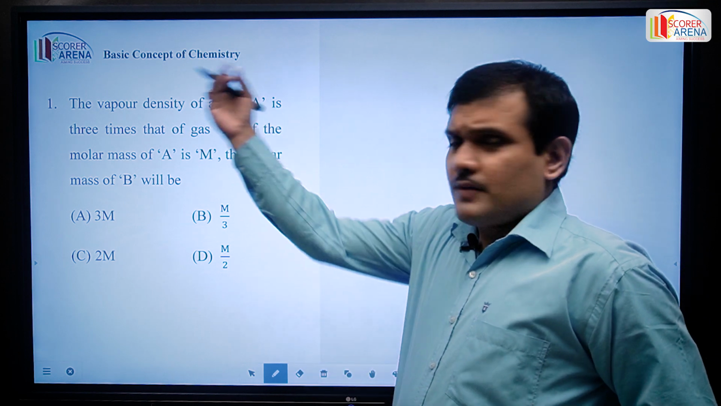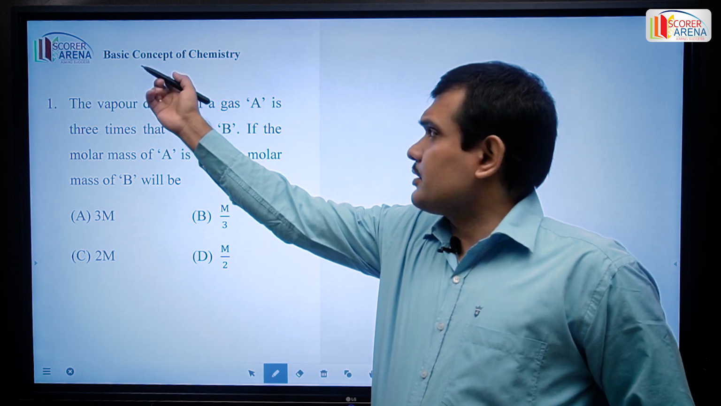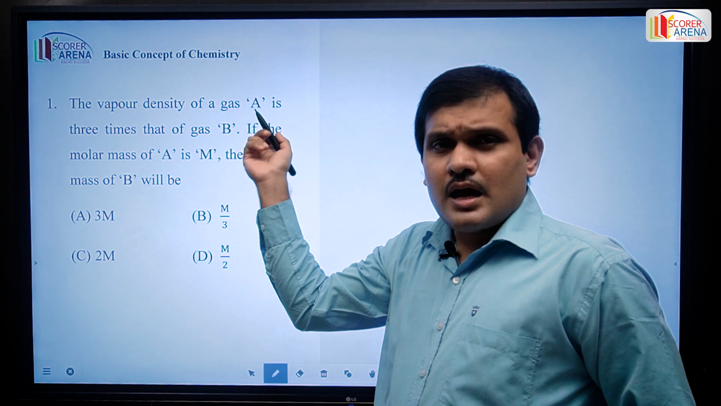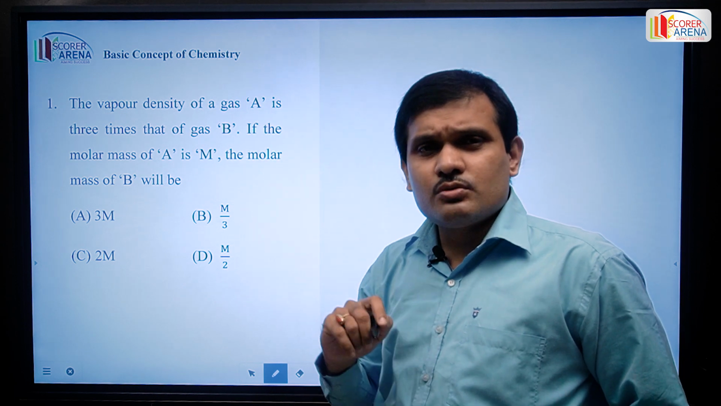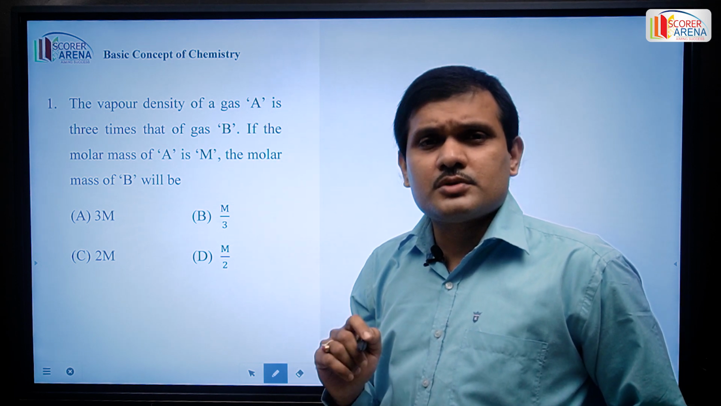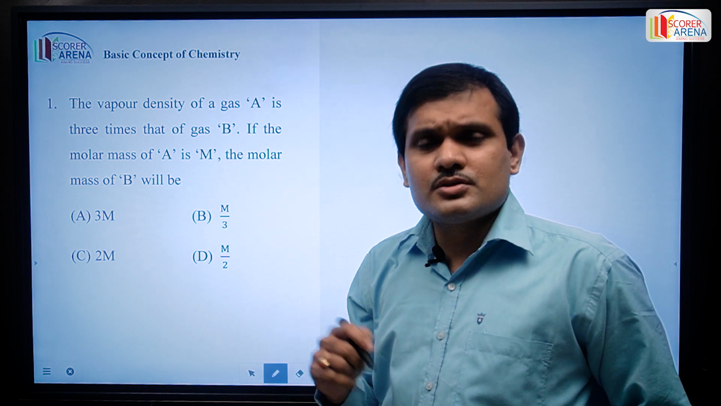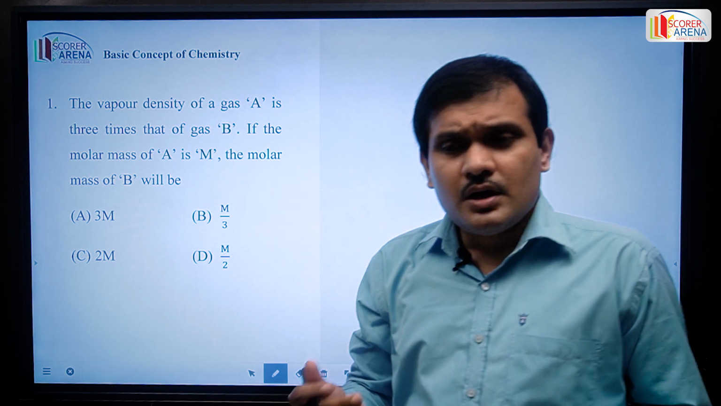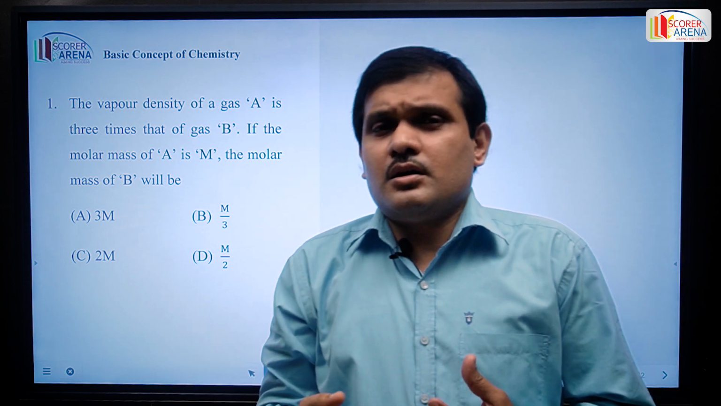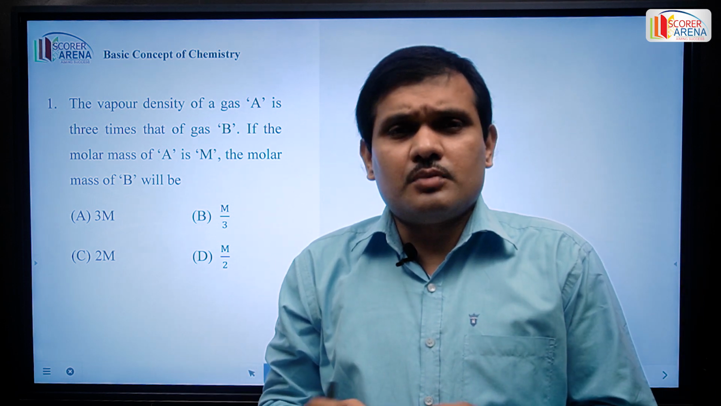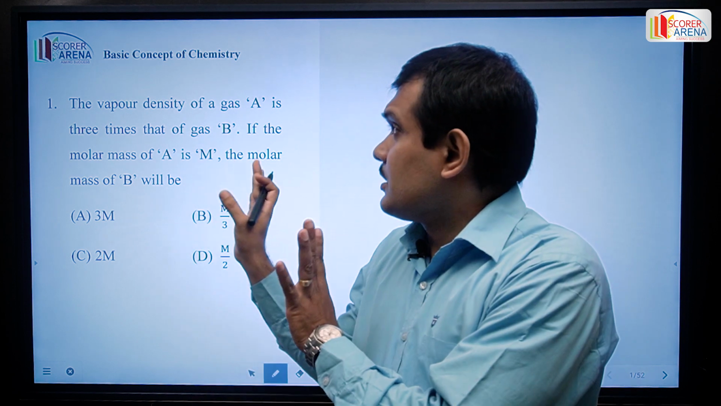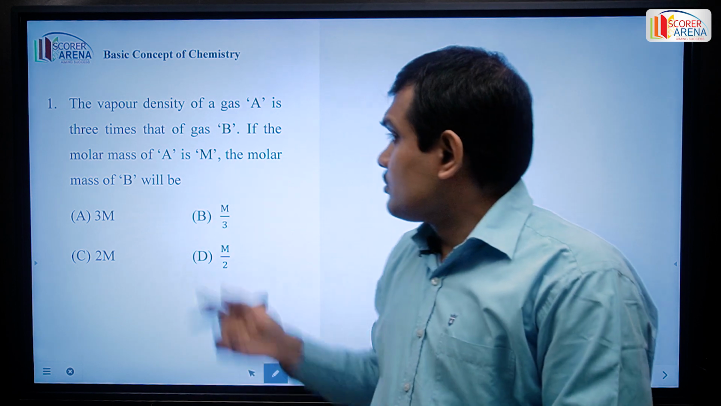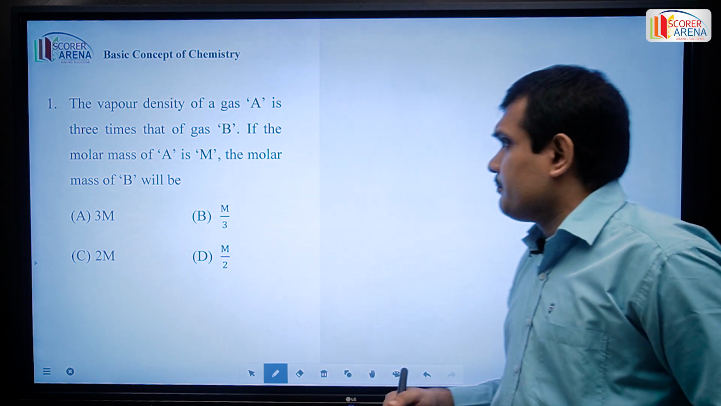Here the first chapter we are representing is basic concept of chemistry, and we try to represent this total chapter in the form of some questions which are asked in different exams. If you go through this question paper, definitely you will get a quick revision of this total chapter, that is basic concept of chemistry. So let us start with the first problem.